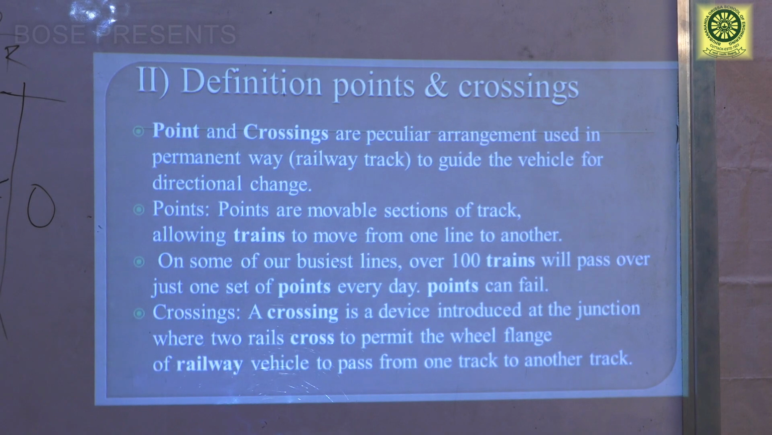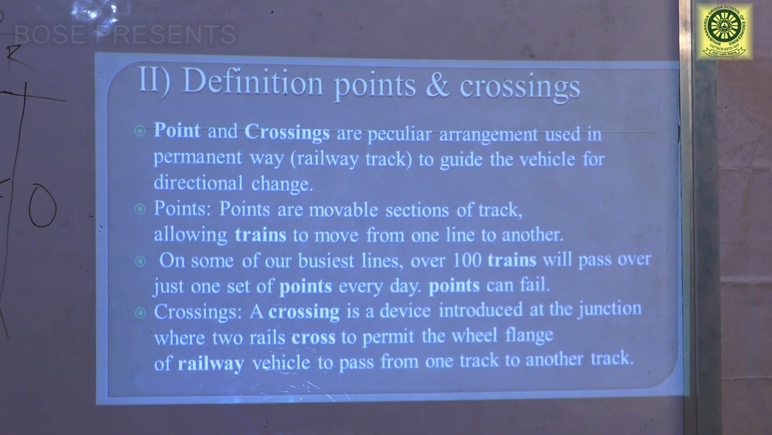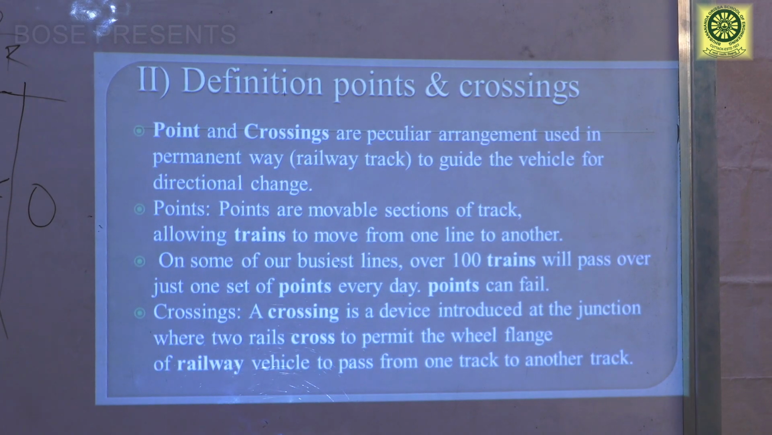Next, crossing. Crossing is a device introduced at the junction where two rails cross to permit the wheel flange of a railway vehicle to pass from one track to another track.